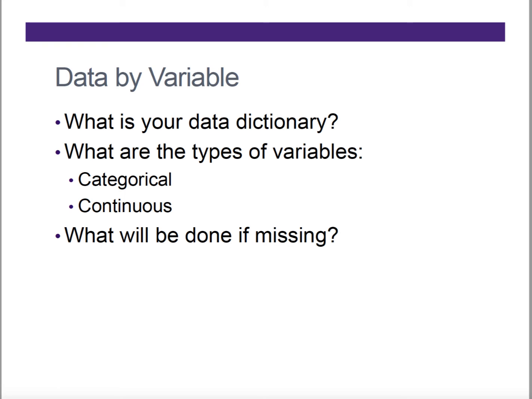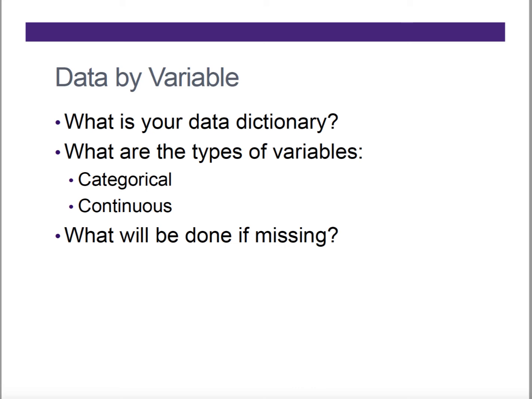Considering the data by variable. What is your data dictionary? You should actually have a draft data dictionary once you build your data collection forms. What are the types of variables that you will have? Categorical and continuous. Of course, under categorical, you have dichotomous, trichotomous, ordinal, nominal.